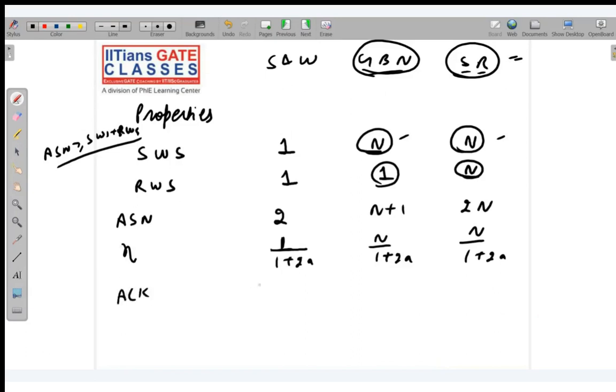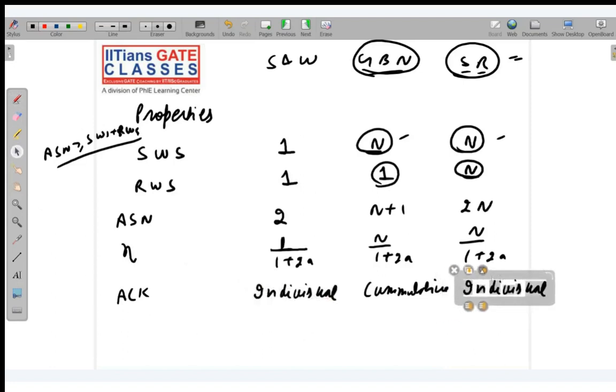Next, acknowledgements. So here obviously acknowledgement is individual. There is no cumulative kind of thing, because in stop and wait only one frame is sent and it is acknowledged, and so on. It is very simple individual acknowledgement. But here it is cumulative. We have told you it was cumulative, and here individual.